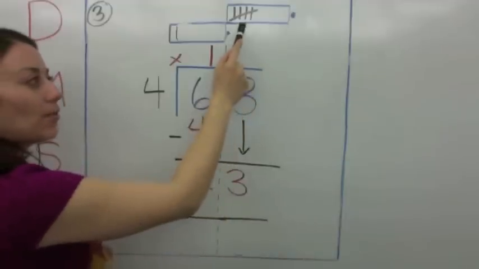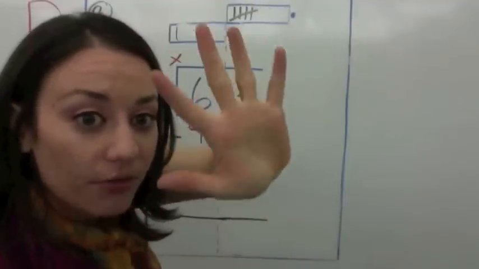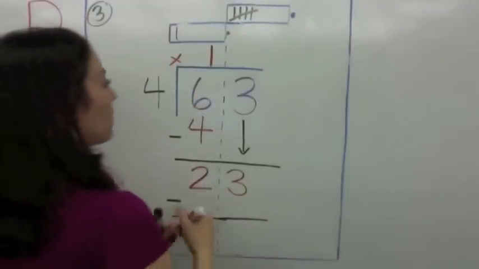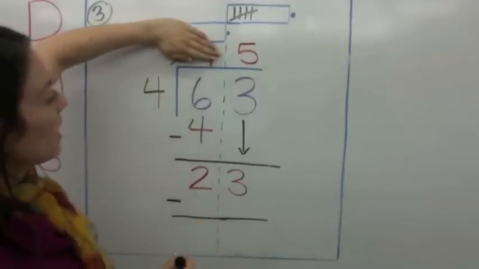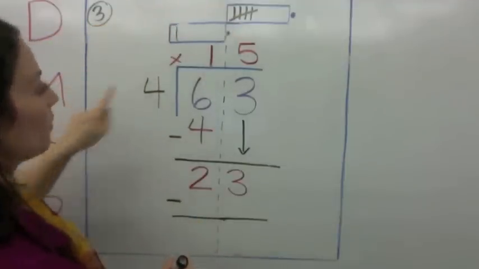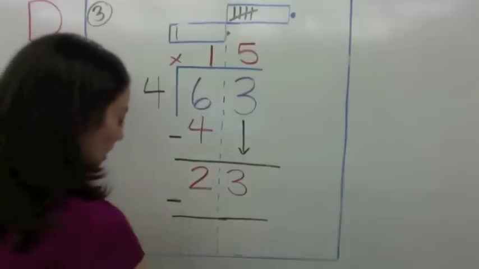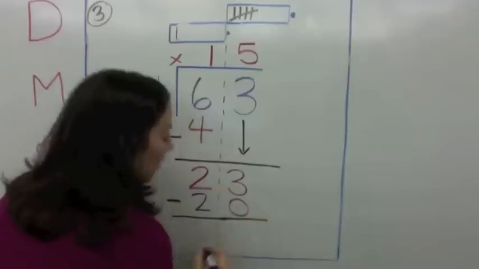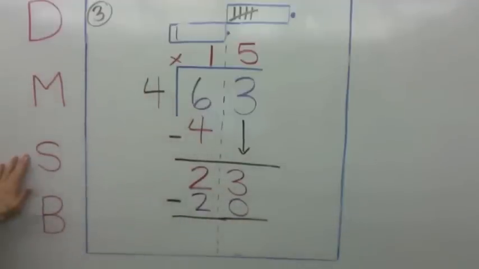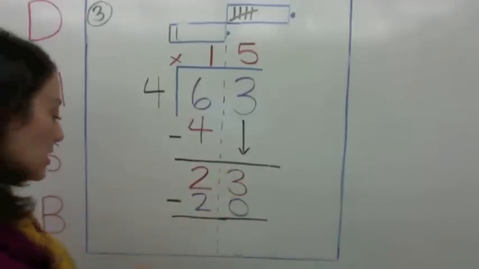How many tallies did I make? I made a tally of 1, 2, 3, 4, slash, which is 5. So I'm going to put this 5 up here. Okay, so now this is saying 5 times 4, which we're going to multiply. 5 times 4 we know is 20. We put that 20 right here underneath the 23. All right. The third step now is to subtract. So we have 3 take away 0. 3 take away nothing is 3.